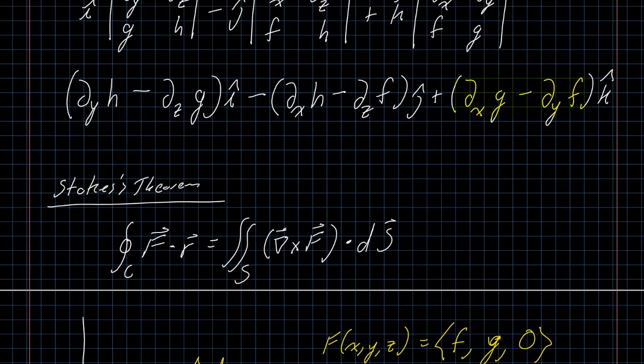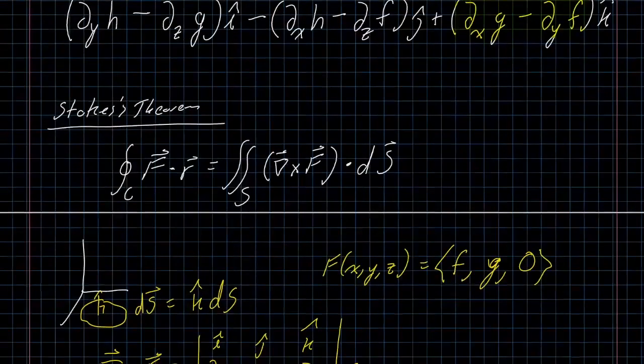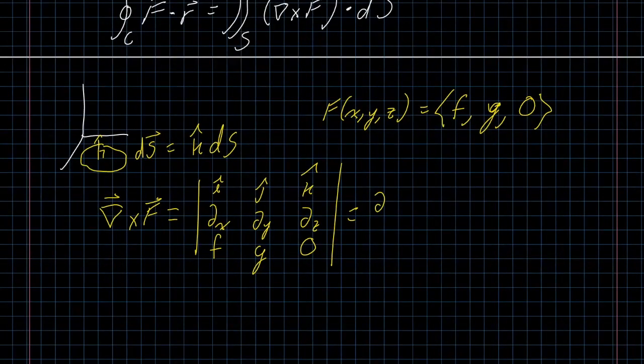But you can also just cheat and come up here and realize that, well, what's going to happen? h is now 0. Partial with respect to z is now 0 because g is actually just a function of x and y. Partial of z of f is now 0 because f is just a function of x and y. And so we're left with just the thing we had before. Partial of g with respect to x minus partial of f with respect to y in the k-hat direction.